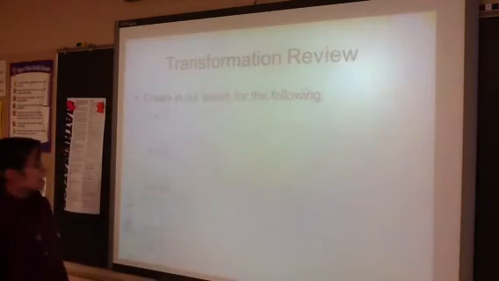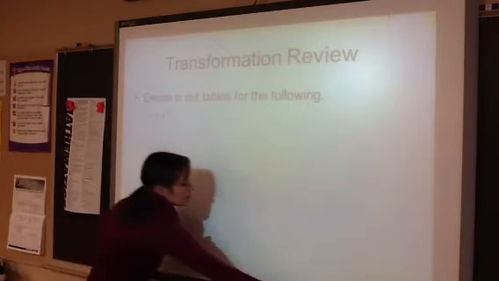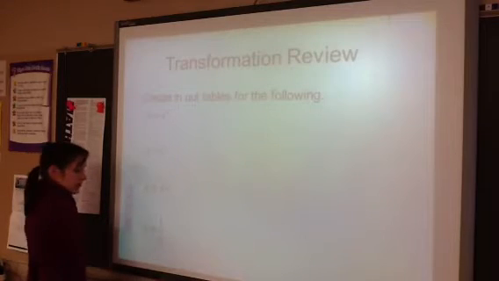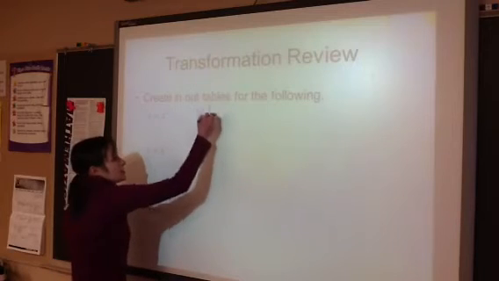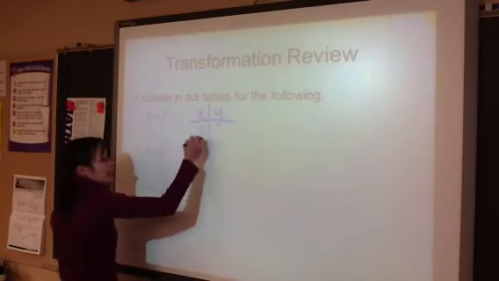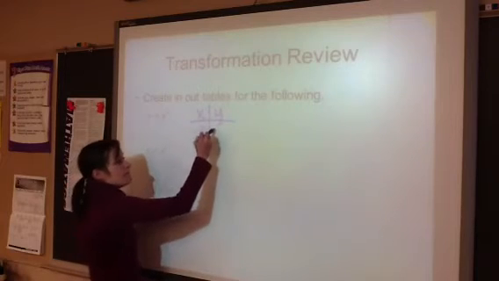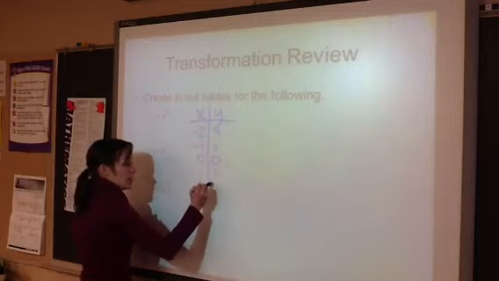So to help us in this process, we're going to create in and out tables for y equals x squared, y equals x cubed, y equals the square root of x, and y equals 1 over x. So for y equals x squared, we're going to put in negative 2, negative 1, 0, 1, 2. And when you do, you get 4, because negative 2 squared is 4. You get 1, 0, 1, 4.